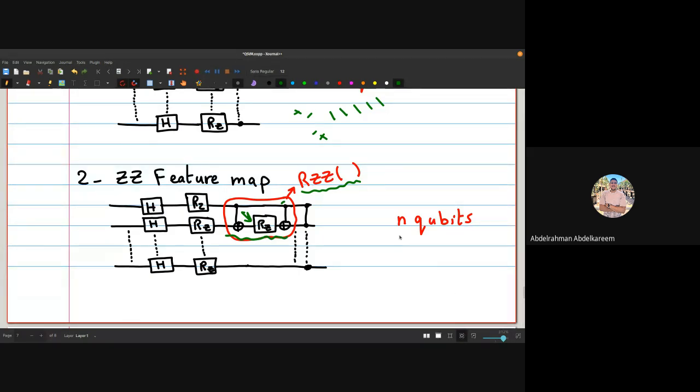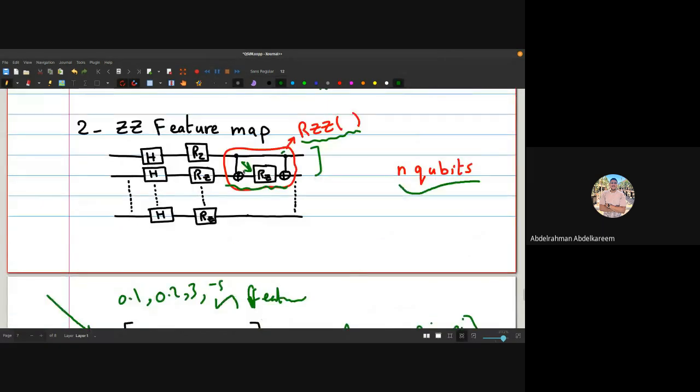So it uses the same n qubits for n features, and the RZZ gates are applied like a staircase. The RZZ gate is a two-qubit gate, as in the diagram here. So you apply it between qubits 1 and 2, and 2 and 3, and it's like a staircase.